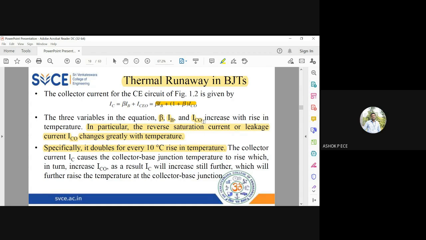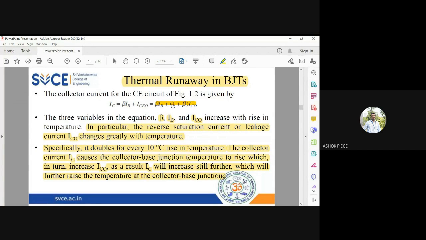Because when the temperature rises, the collector current will rise. When IC is increasing, ICO will increase. When ICO is increasing, it is like a feedback. IC will again increase, which will raise the temperature of the collector base junction. When the temperature is increasing, the collector base junction, which is most reverse biased, has its reverse saturation current doubled. When ICO is doubling, you see in the equation, IC has a component called ICO.